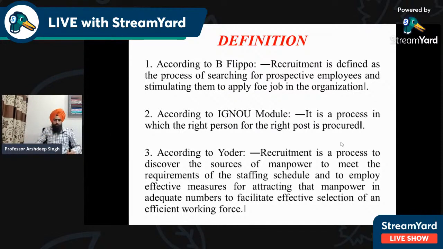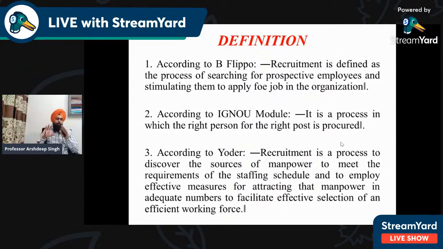Recruitment is a process to discover the sources of the manpower, to meet the requirements of the staffing schedule, and to imply effective measures for attracting that manpower in adequate numbers to facilitate effective selection of an efficient working force. So what we need in an organization is a perfect staffing pattern. Okay, the staff that would run our organization must be capable enough, or must have the skills that would be able to achieve the goals of that organization.